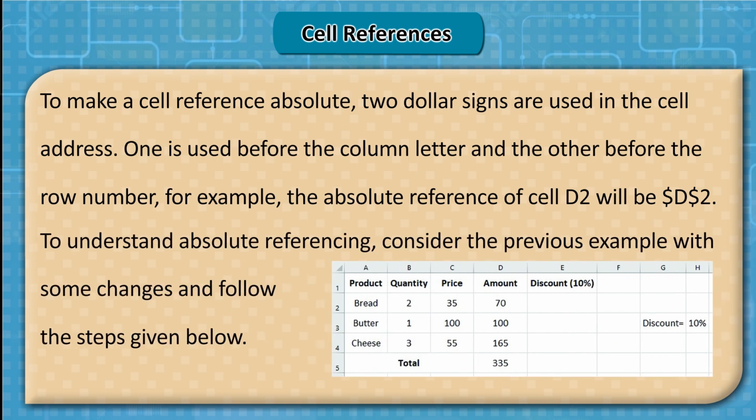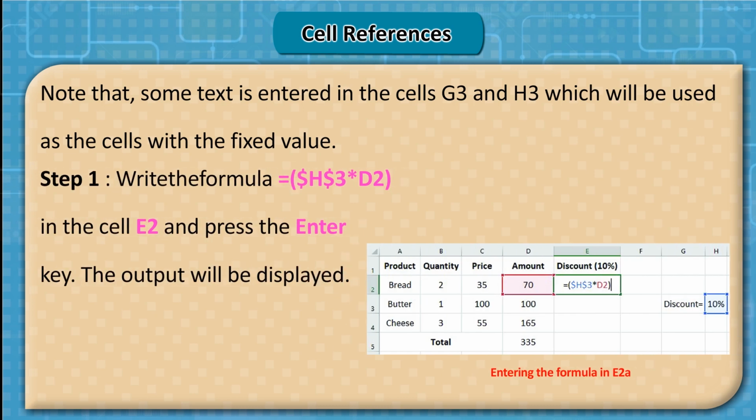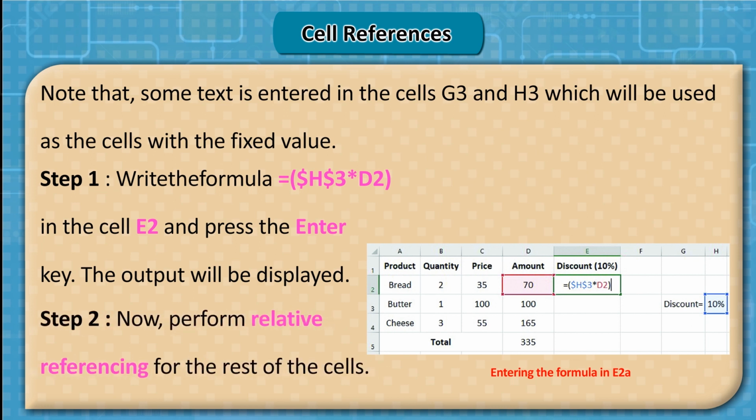To understand absolute referencing, consider the previous example with some changes and follow the steps given below. Note that some text is entered in the cells G3 and H3, which will be used as the cells with a fixed value. Step 1. Write the formula in the cell E2 using the fixed cell reference and press the Enter key. The output will be displayed. Step 2. Now, perform relative referencing for the rest of the cells, entering the formula in E2.